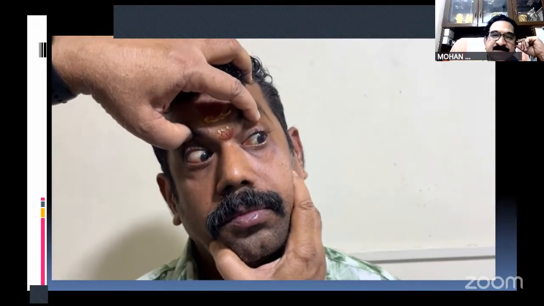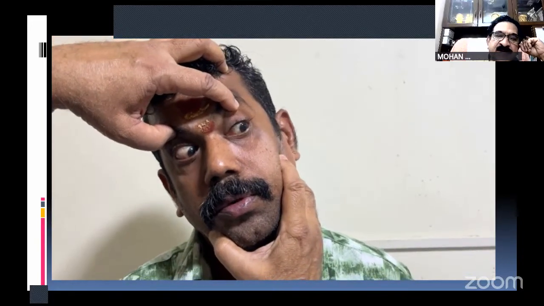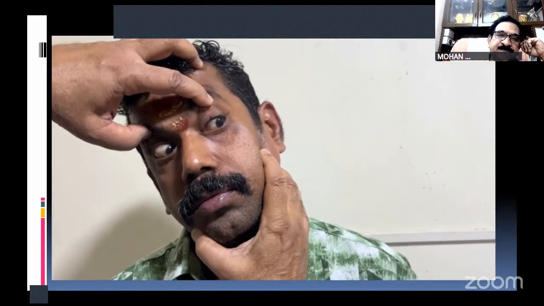He says that diplopia is less on turning to the right side, rotating to the right side. Now look. It has become more.